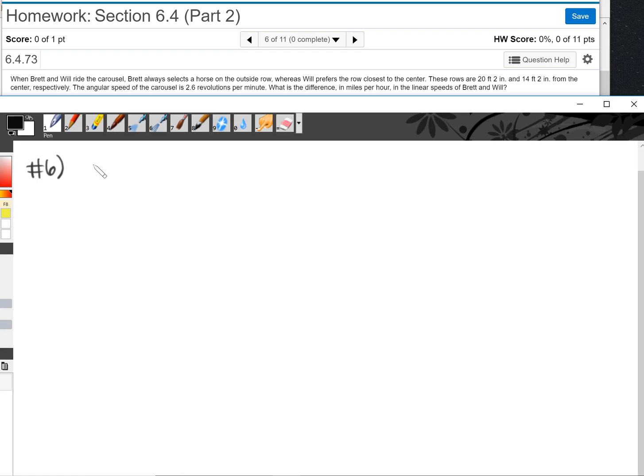We know that linear speed is s over t. And then we know that angular speed, which is that omega, is theta over t. And then we also found out that the linear speed is given by r times omega. So those are the three equations, and I'm going to give you those on the test. I won't tell you what the variables stand for, but you'll be given those equations. So we have two things going on here. We want to know the difference in miles per hour in the linear speed of Brett and Will.